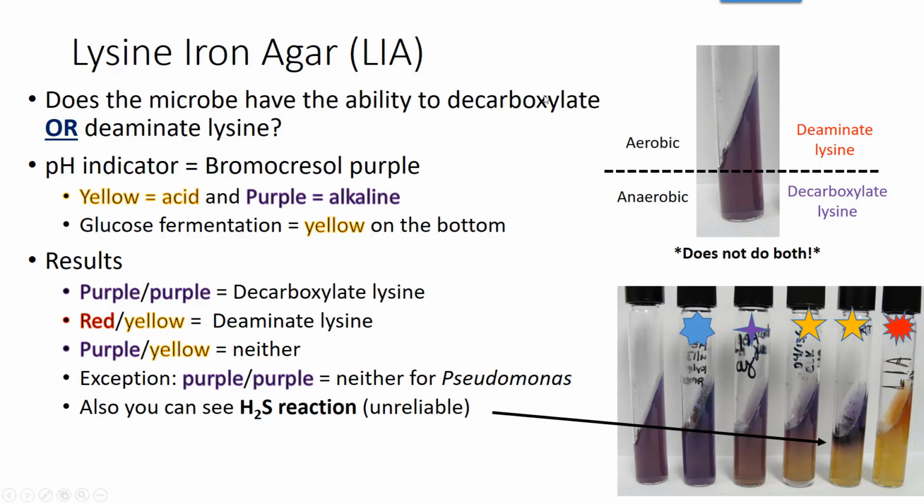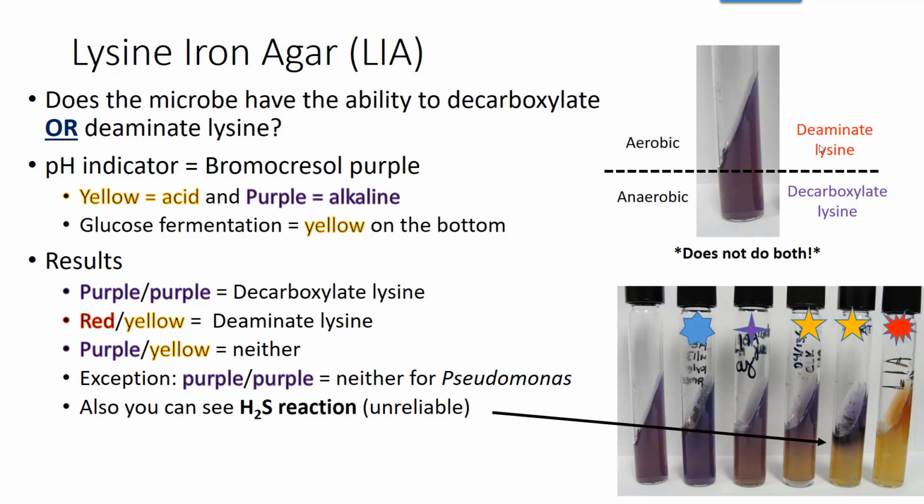Now, if it can decarboxylate it, it only does it in the anaerobic part of the tube, so down in the butt. And what we're looking for is if the tube has a purple butt. Because we always indicate what's happening in the slant and what's happening in the butt, if the butt region of the tube is purple, it means it's positive for decarboxylation. If the slant region is red, that means the bacteria is able to break down the lysine, but it does it through deamination.